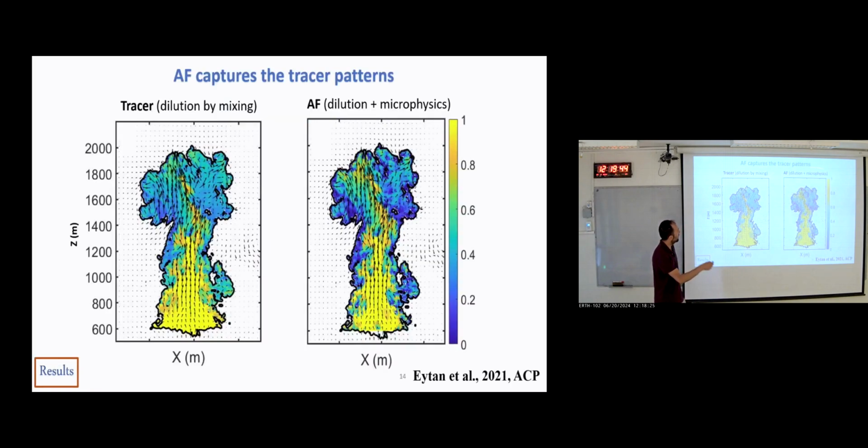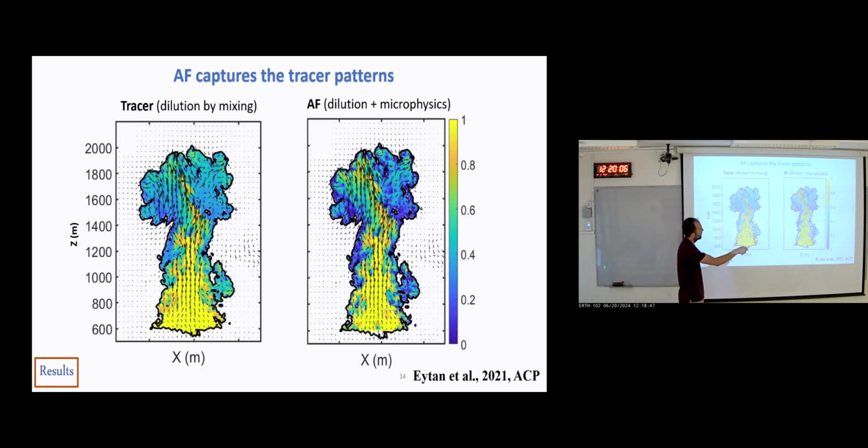And once we find out this is the adiabatic fraction, this is the tracer, you can see they do have a lot of similarity. They also have a lot of places where they don't agree. And we now can understand also these regions. So for example, you can see that on the edges of the clouds for the adiabatic fraction, the numbers are much lower. And I forgot to mention, 1 means undiluted, 0 means completely diluted.